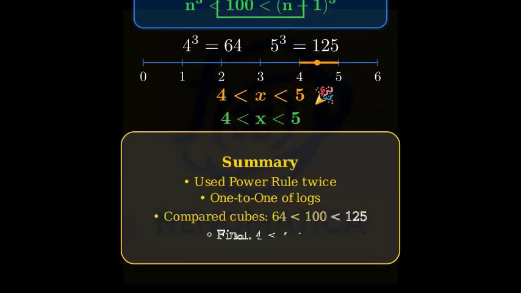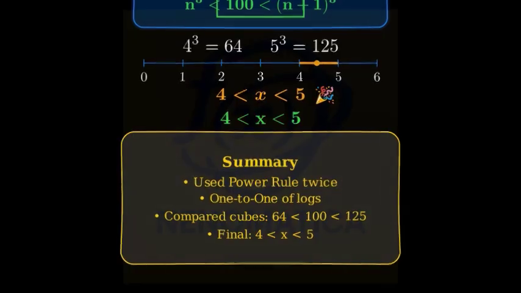Summary: we followed the exact sequence. Given 3 log x equals 2. Power rule to get log x cubed equals 2. Rewrite 2 as 2 log 10. Power rule again to log 10 squared. Evaluate to log 100. Use one-to-one property to get x cubed equals 100. Compare cubes to conclude 4 is less than x, which is less than 5. Try a quick practice. Solve 2 log x equals 3 and locate x between two consecutive integers.